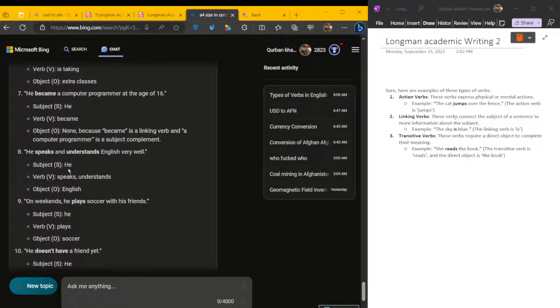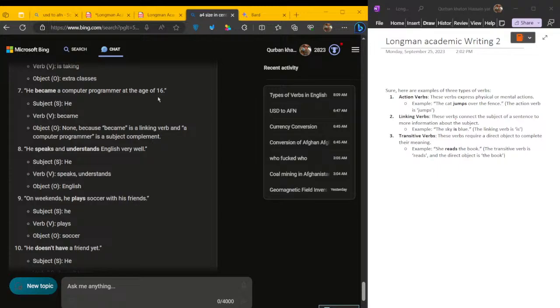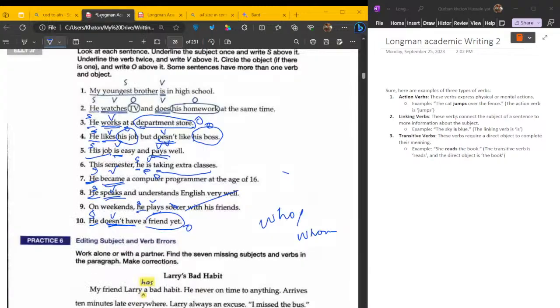He became a computer programmer. Okay, computer programmer, object none, because became is a linking verb and a computer programmer is the subject complement. So I took a computer programmer as the object. How come?